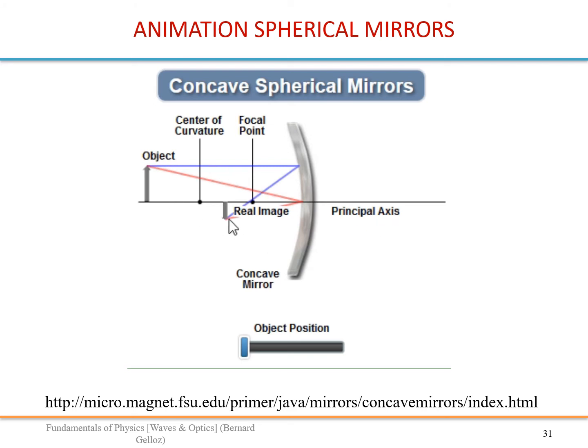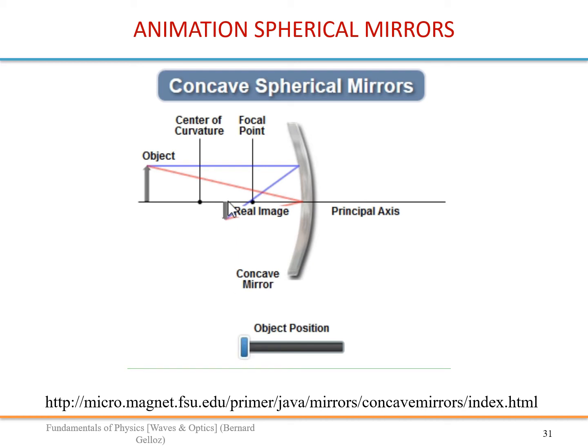Alright, so the image is here. So again, we use one ray that intersects the central axis and is going that way, and another ray parallel to the central axis and going through the focal point. Okay, so let's change the position.